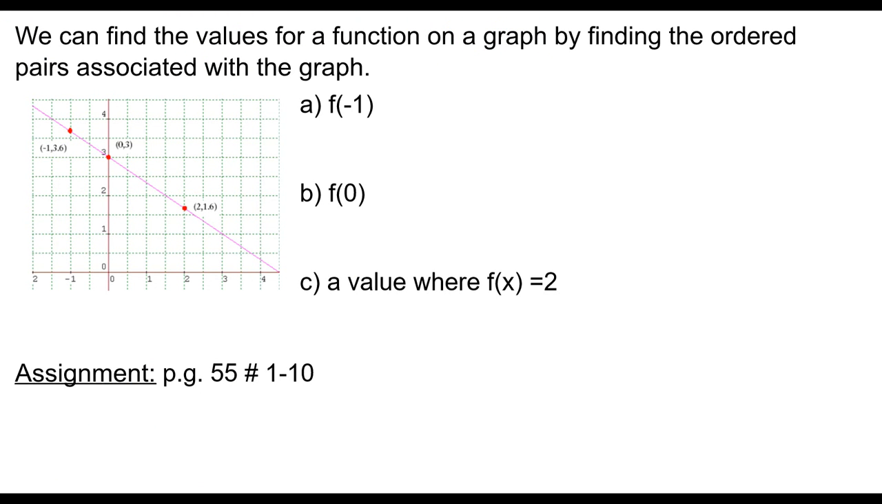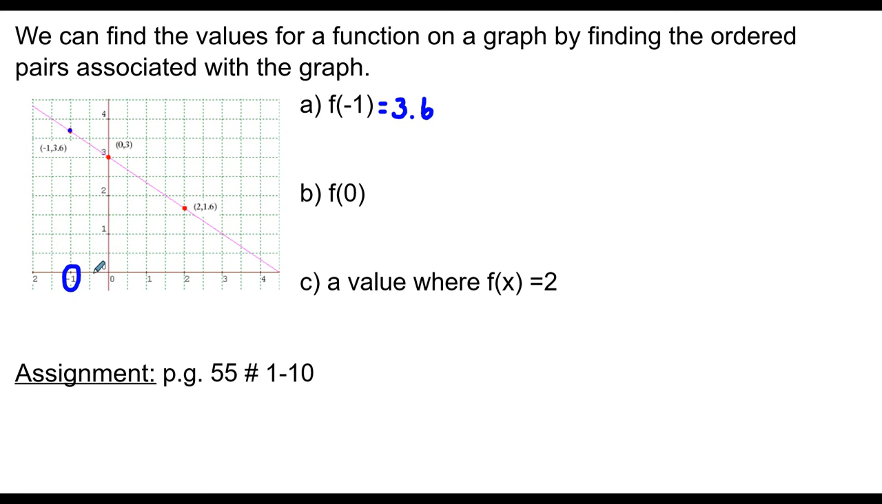For our last example, we can actually use a graph such as the one given here in order to determine values of a function as well. So here I've been asked to find f at negative 1. So I'm going to go over to my graph and find negative 1 where my x values are, and I'm going to move up the grid and find that at this point, where x is equal to negative 1, my y value is equal to 3.6. So f at negative 1 is 3.6.